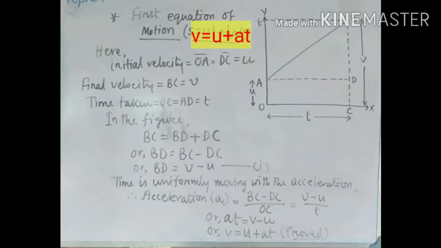Now from here, acceleration a equal to v minus u by t, which everyone knows, so no need to hesitate about how we do that. Now from here you have to interchange by the simple equation process, and easily you can take out v equal to u plus at. So this is the first equation of motion.